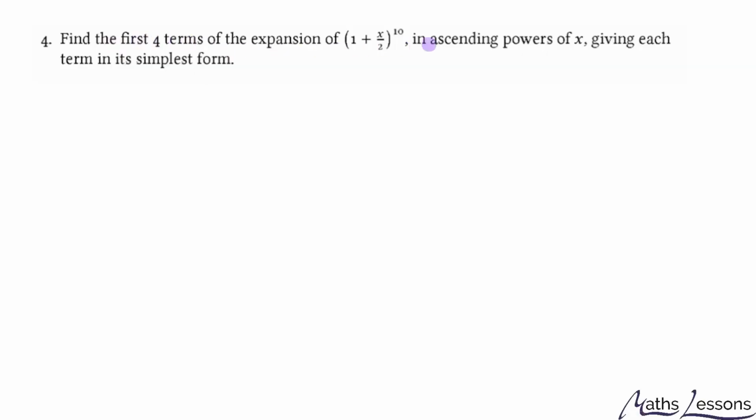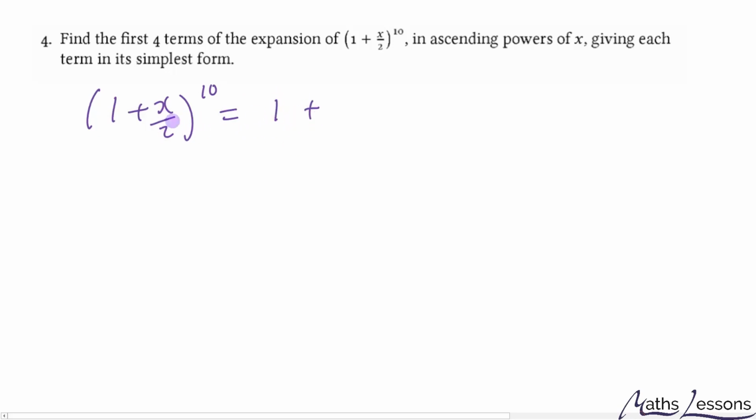Okay, we're going to expand this expression, (1 + x/2)^10, which should be straightforward after the last sheet because we've got the coefficients already worked out from the previous sheet. So I'm not going to do it all thoroughly, I'm just going to write out the coefficients that we gained from last time. So we know we've got 10C0, which is 1, times 1 to the 10, times (x/2)^0, which just gives us 1.